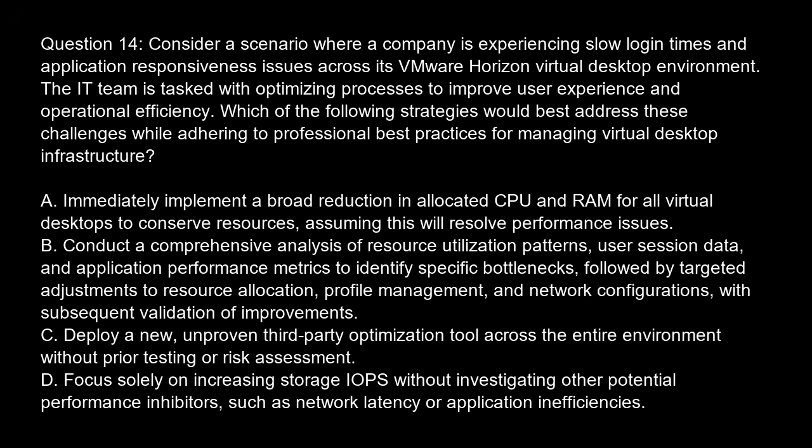infrastructure? Option A. Immediately implement a broad reduction in allocated CPU and RAM for all virtual desktops to conserve resources, assuming this will resolve performance issues. Option B. Conduct a comprehensive analysis of resource utilization patterns, user session data, and application performance metrics to identify specific bottlenecks, followed by targeted adjustments to resource allocation, profile management, and network configuration, with subsequent validation of improvements.